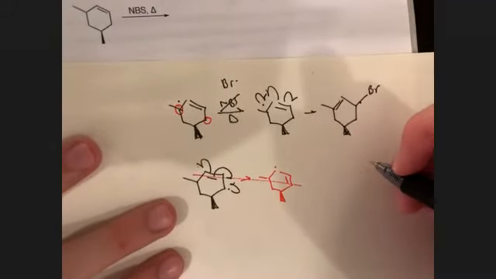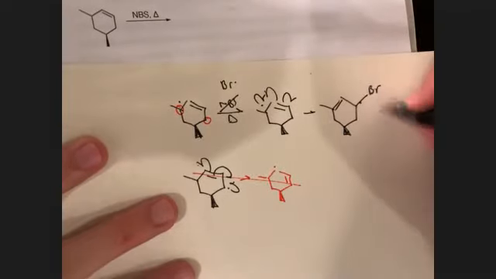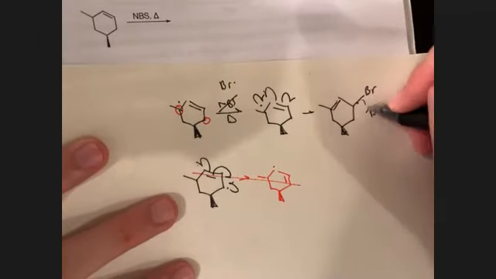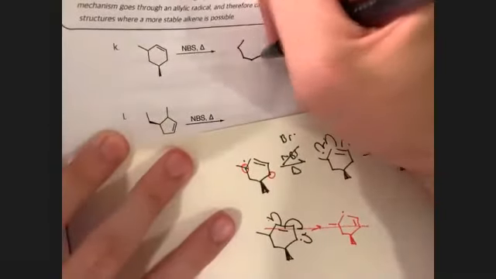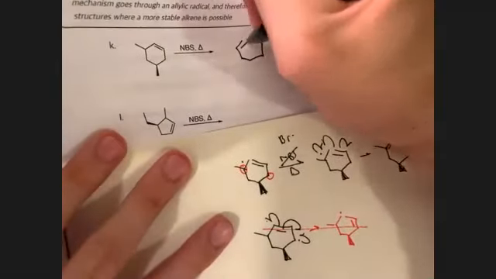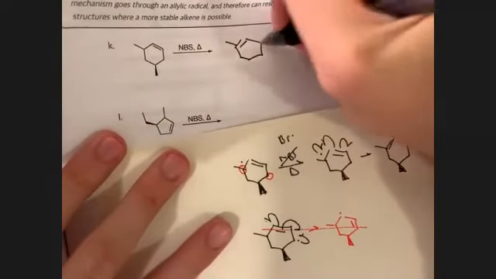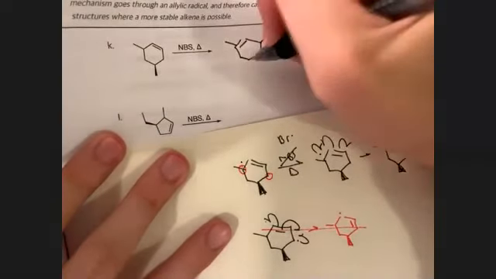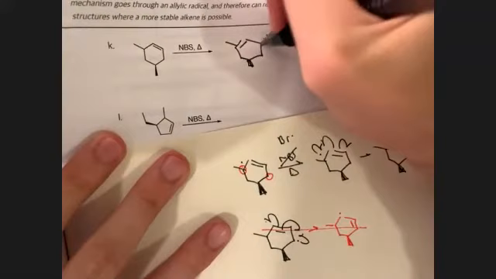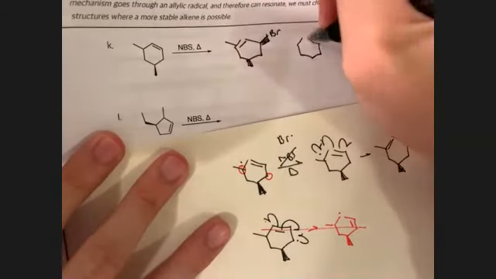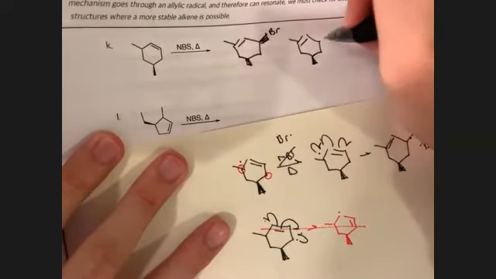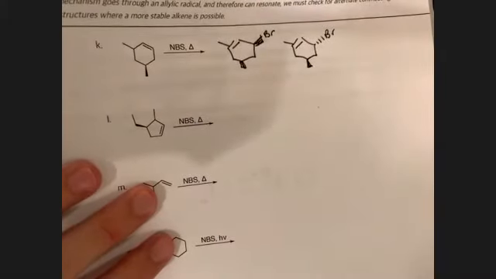Cool. Because this radical comes with the bromine radical. So then you go there. So your main end product of this is going to be wedge and then dash. Okay, awesome. Any questions on that?